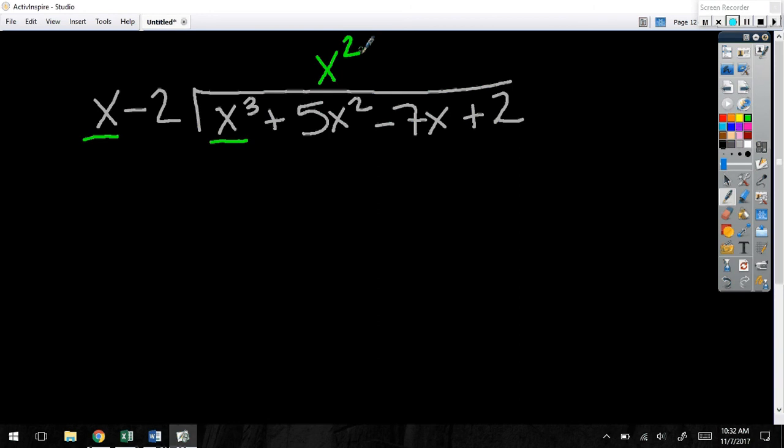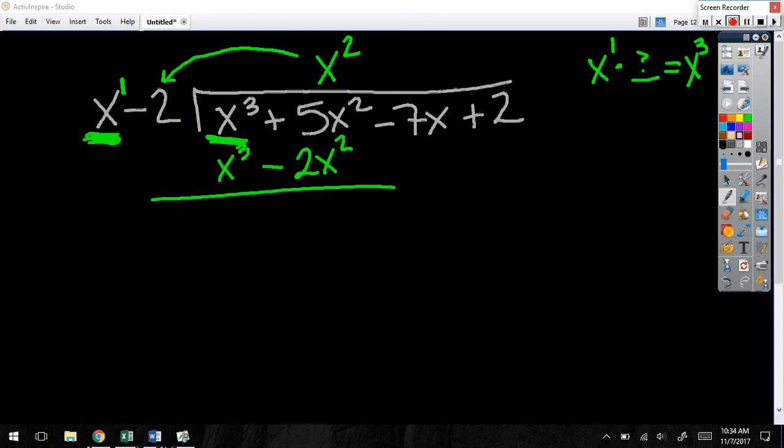Ah! I forgot to hit record again, guys. Sorry. We multiplied around. Okay, so I multiplied around. Look, x squared times x squared times negative 2. Now I need to subtract both of these.